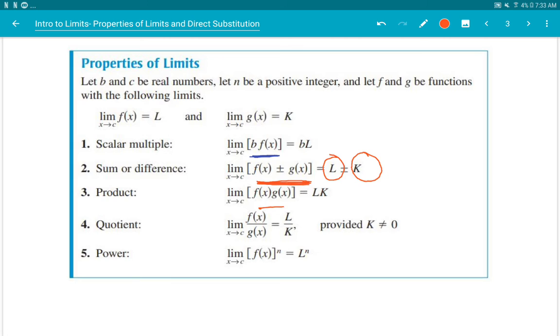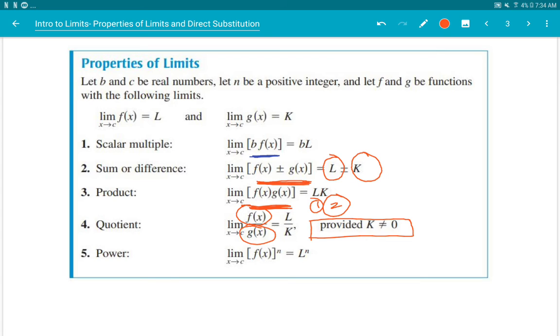Same thing with the product, right? If you're multiplying f times g, find the limit of f, which is L, find the limit of g, which is k, and then you do the operation and you multiply them. Same thing here with the quotient. Find the limit of f, which is L, find the limit of g, which is k, divide. Now here is very important because the limit cannot equal 0 in the denominator, because we know that that's going to be an undefined value.